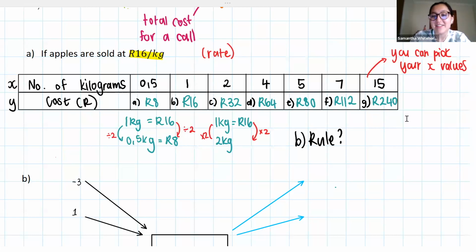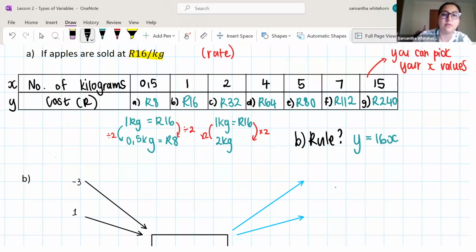Okay, so yes, y, which is our cost, remember we said that in the table, is equal to 16. You can put the rand if you want, it doesn't really matter because we know it's in rands, times x. X being the number of kilograms of apples that we buy. Right, so we have a rule. We can find that because we know what the relationship is. So in the last, you've got 2 minutes and 40 seconds.